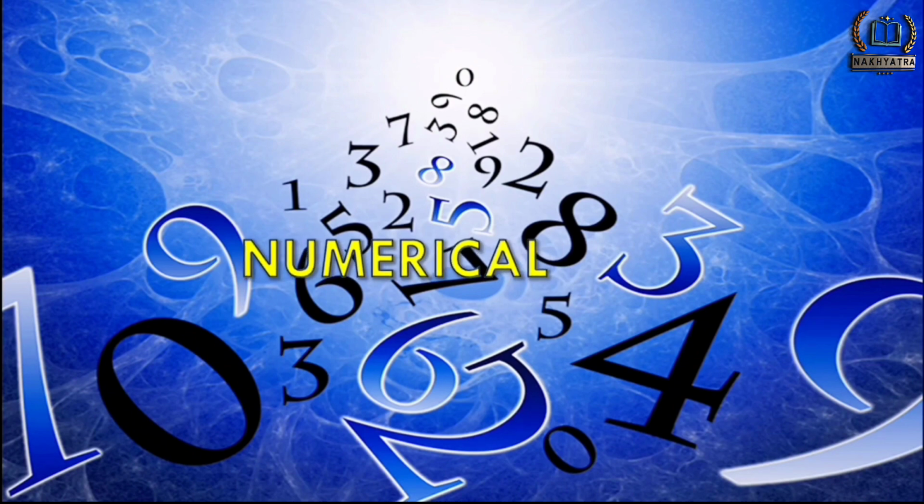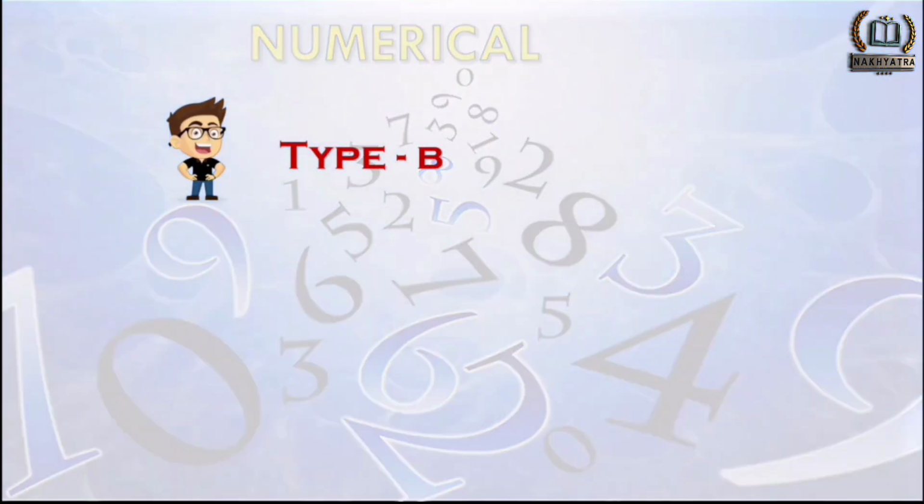Okay, now these numericals are of type B. So the formulas we will be using here: first is V equal to IR and the second is resistance equal to rho into length by A. Here A is area, that is pi r square, A equal to pi r square.